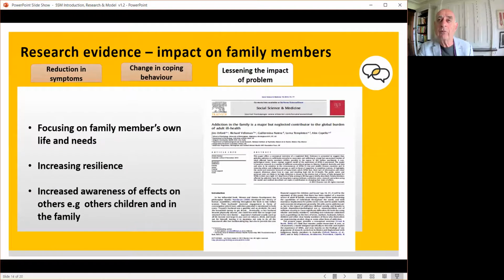And we've also found that there's a lessening of the impact if you have the 5-step method intervention. By focusing on family members' own life and own needs, we found an increase in resilience amongst family members and an increased awareness of the effects on other people, for example, on children, other people in the family, and so on and so forth.